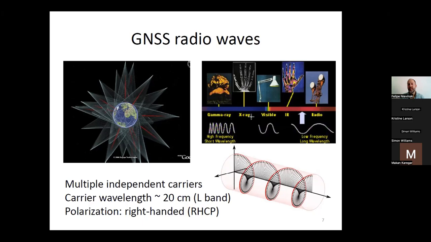The antenna will be responsible for mixing these two. And normally the antenna will try to avoid the reception of reflections because that's bad for positioning. So in reflectometry, the worse the antenna is, the better result we get. Okay.